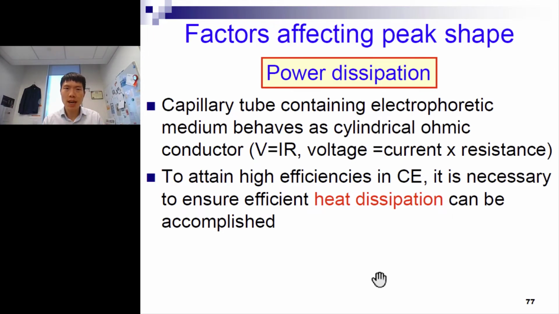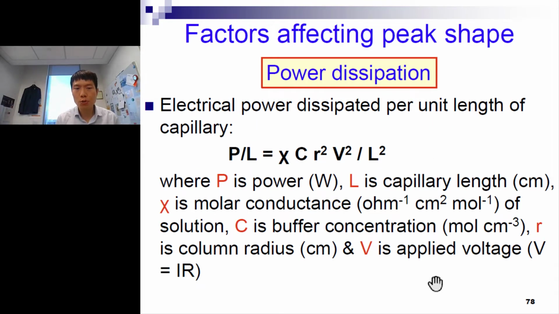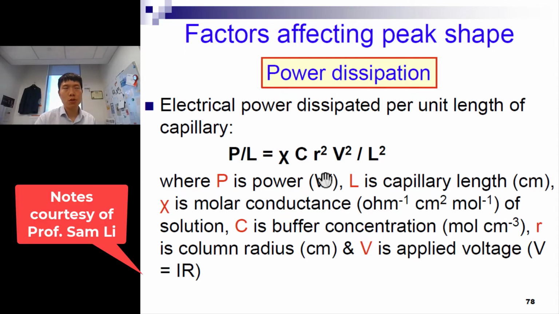So to achieve high efficiency in CE, we need to ensure that there's no heat being trapped inside, becoming a hot spot. We need to ensure sufficient heat dissipation. How do you do it? We refer to this equation. Just know what the acronym stands for: P is power over the length, C is the buffer concentration, and V is the applied voltage. All these variables will have an influence on the resolution of your peaks in CE.